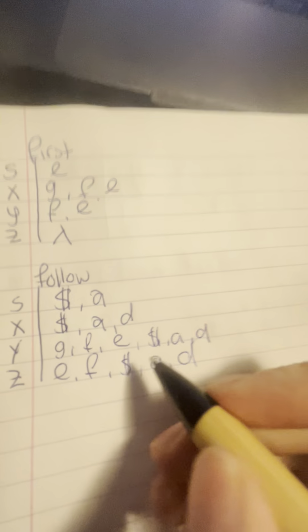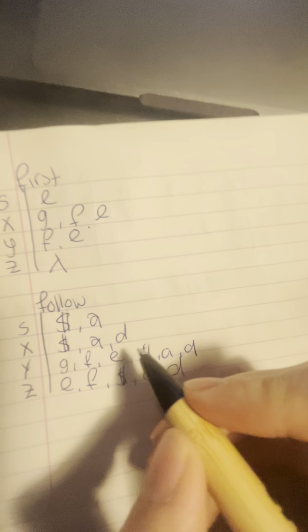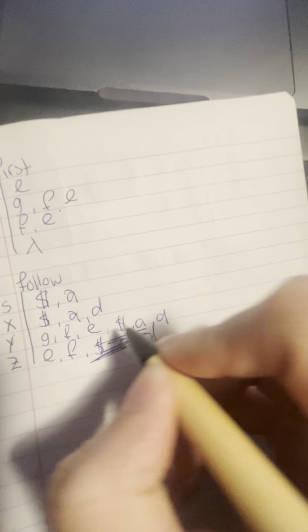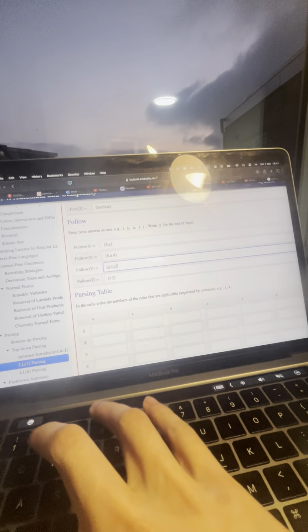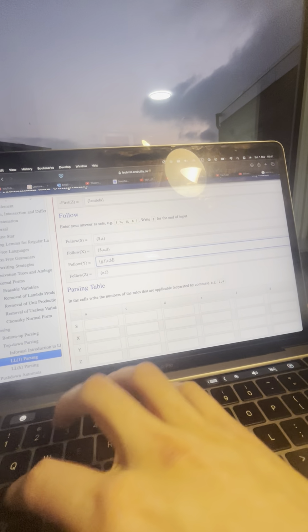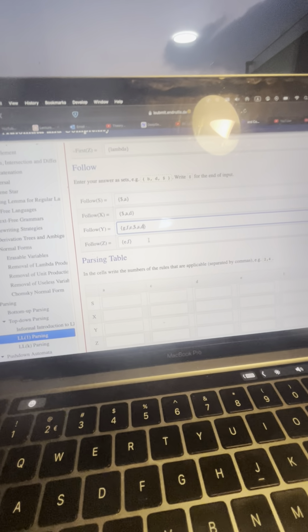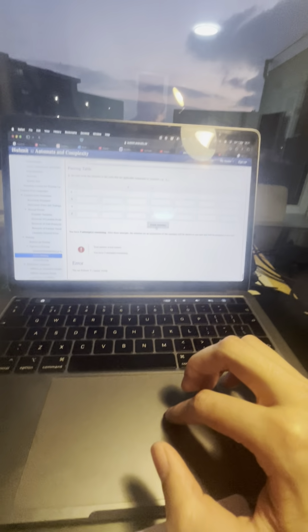So it's not here, because it's about Y, and we got Y wrong. I wrote it down, we just have to write it there. So GFE and AD, like this. Okay, now we can grade it.